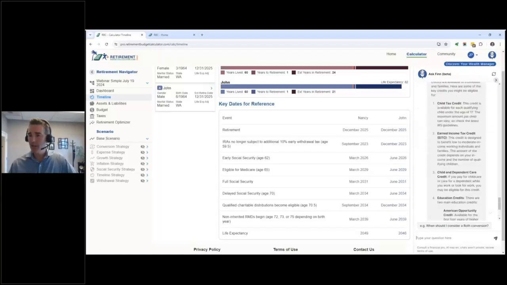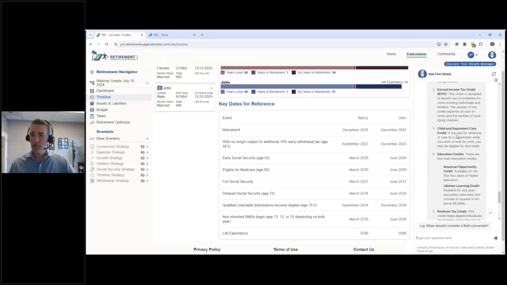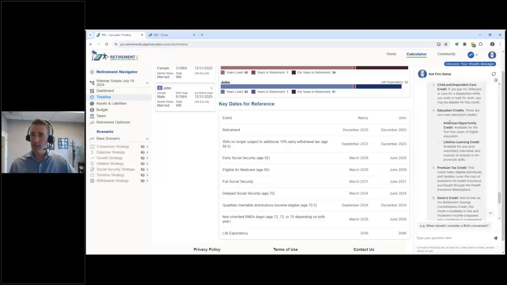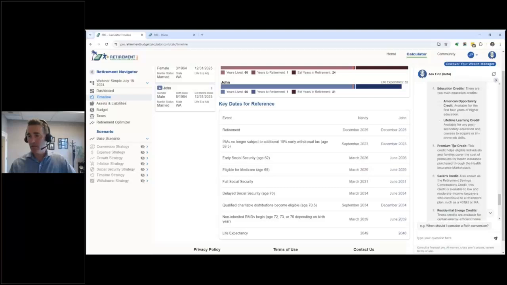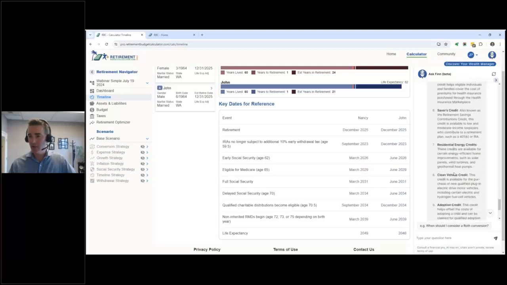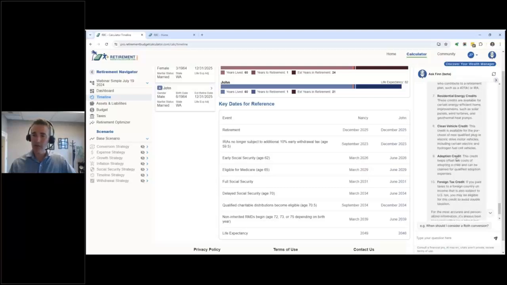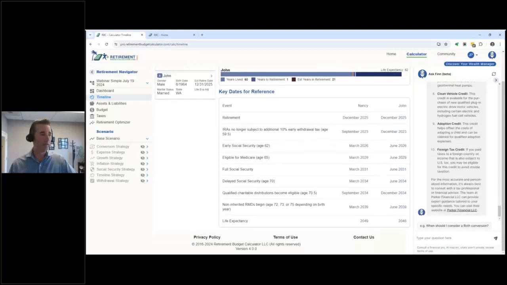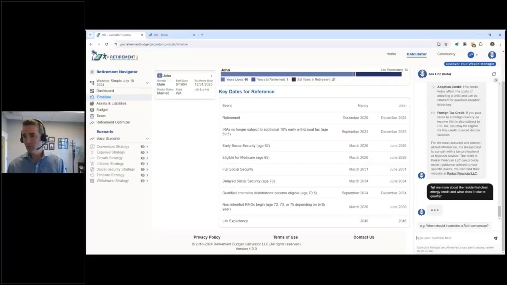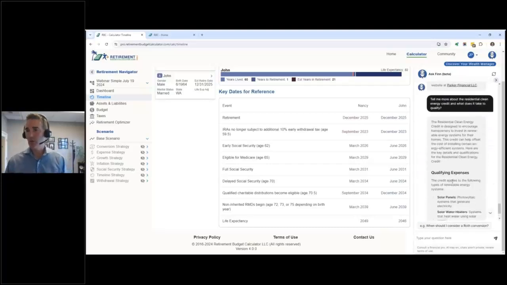And he says the child tax credit, earned income tax credit, child and dependent care credit, education credits, American Opportunity Credit, lifetime learning credit, premium tax credit, savers credit, residential energy credit, clean vehicle credit, adoption credit, foreign tax credit. And so we want to go a little bit deeper with them and say, tell me more about the residential clean energy credit. What does it take to qualify?